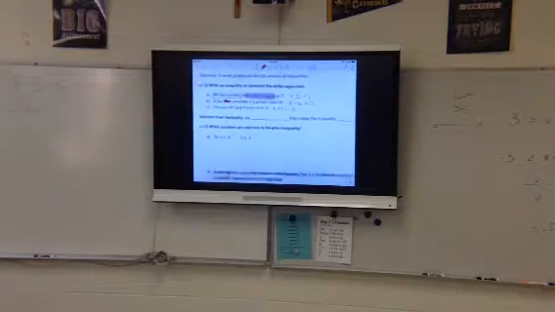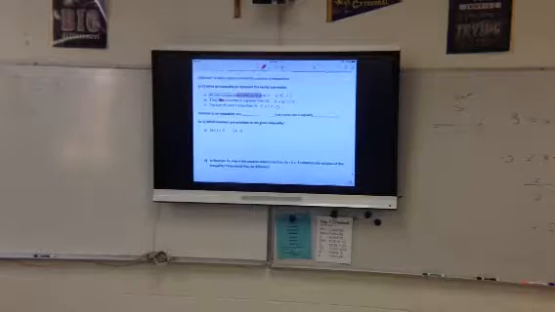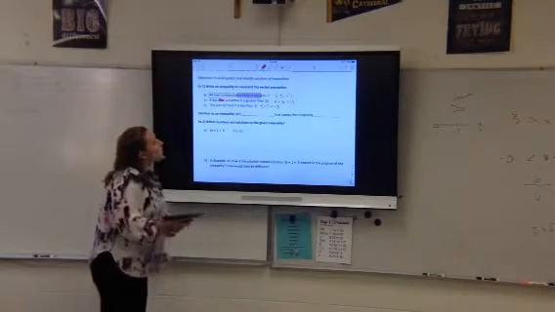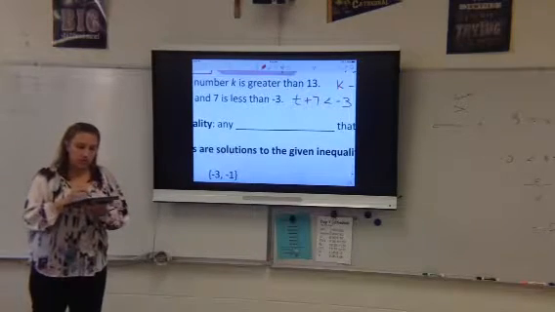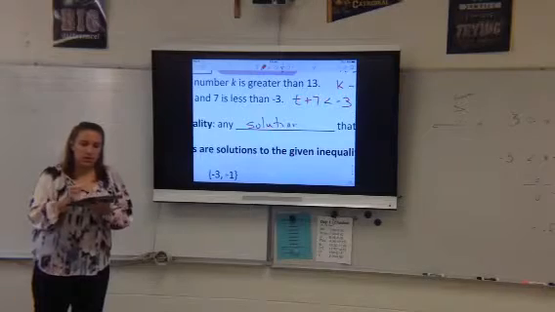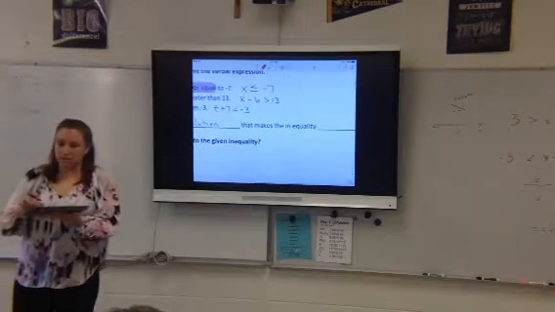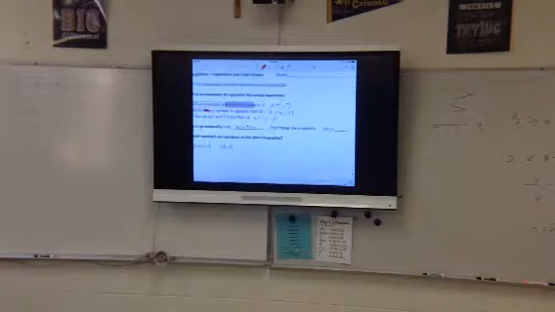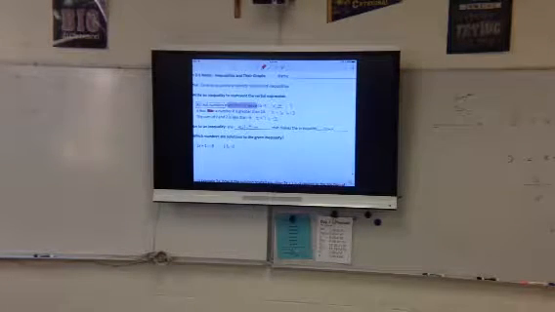Okay, so then it says a solution to an inequality is any number that makes the inequality true. So any solution or any answer, however you want to put that. Any solution that makes the inequality true is going to be an answer. A solution to an inequality will be any number that makes your statement true.